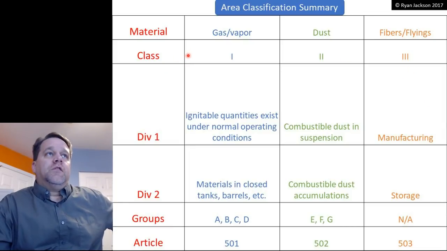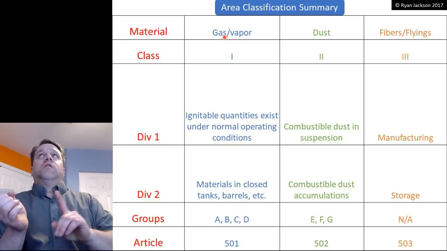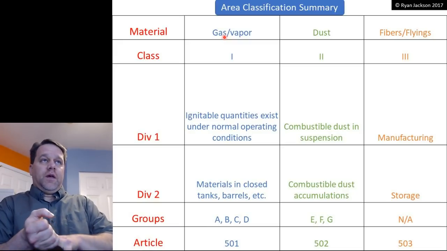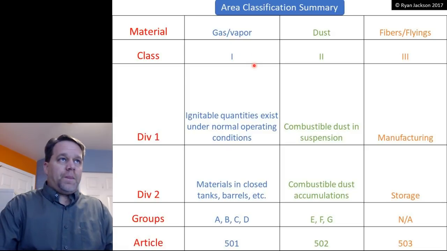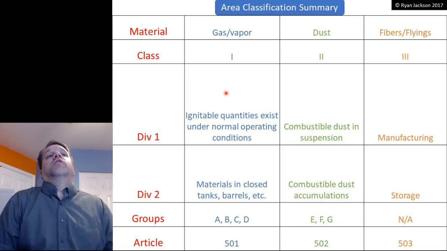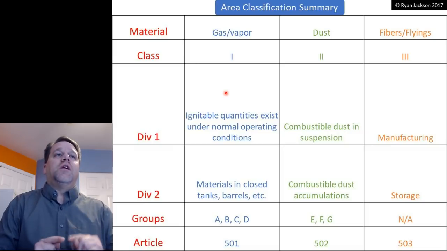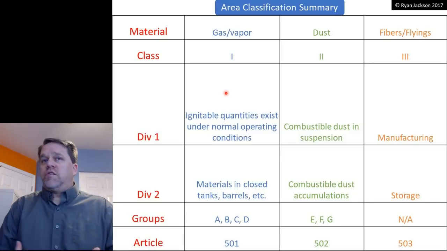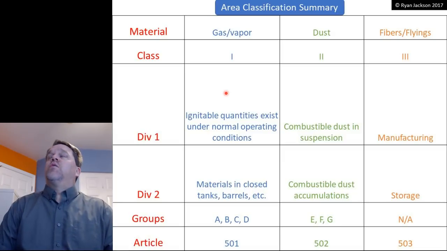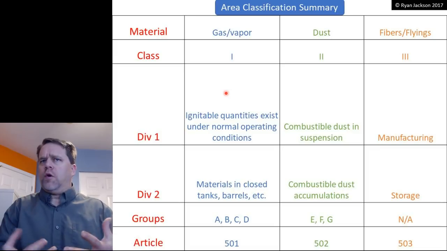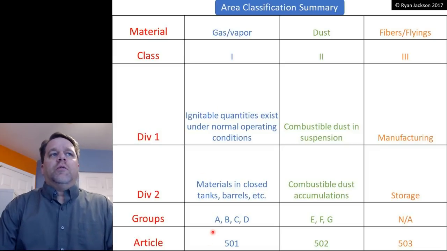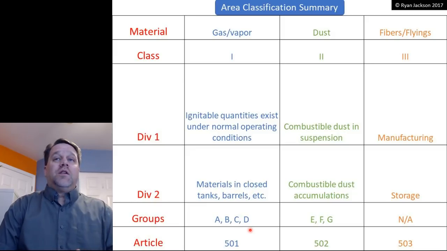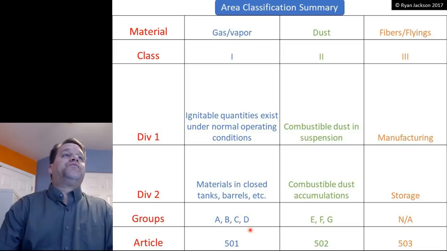Class 1 is what? Gases and vapors, right? Flammable gases, flammable liquid produced vapors, and combustible liquid produced vapors. The Division 1 location is where ignitable quantities exist under normal operating conditions. Division 2 is where the materials are in closed tanks and they don't escape unless we have some sort of an accident or abnormal operation. Groups A, B, C, and D are your Class 1 groups. Class 1 is governed in Article 501.